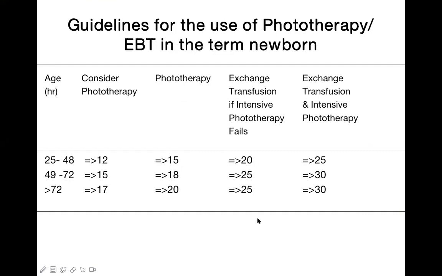If bilirubin is very high, you can consider exchange transfusion if phototherapy fails, and exchange transfusion is always necessary at this level. Look at the level of bilirubin here. In second day of life, the bilirubin is more than 25. We can never ignore this. This bilirubin can seriously damage the brain. So exchange transfusion with intensive phototherapy is necessary. This is the meaning of the table.